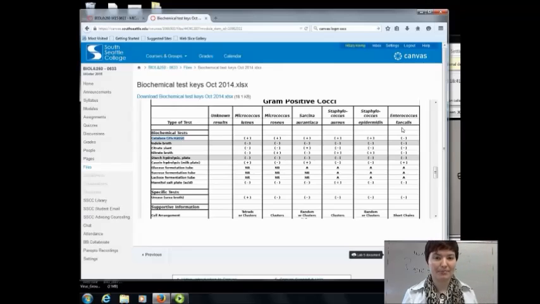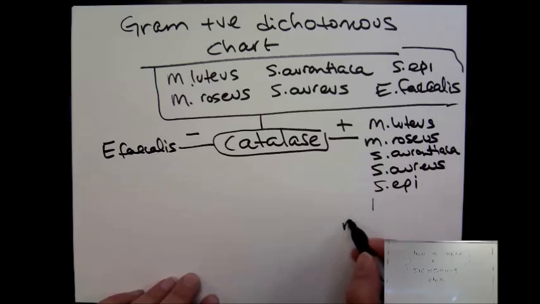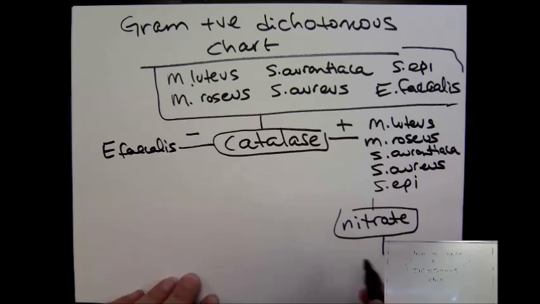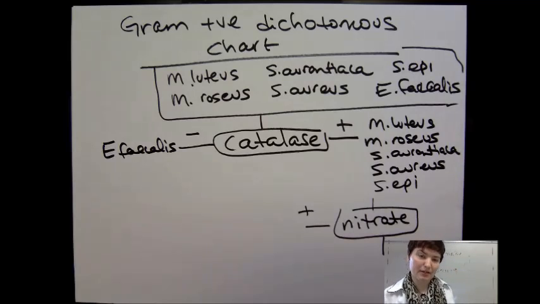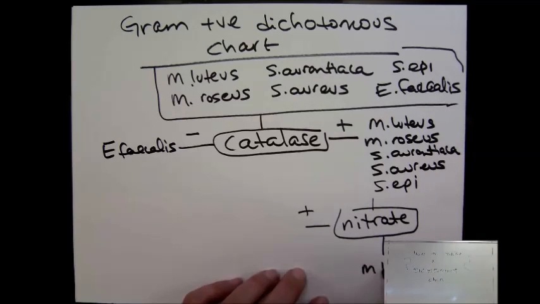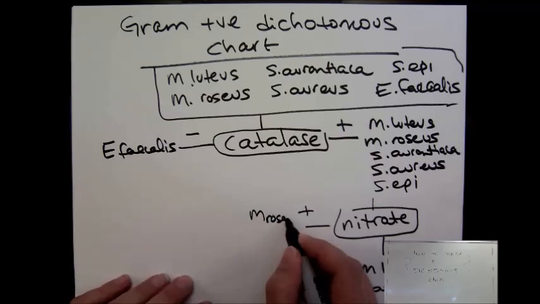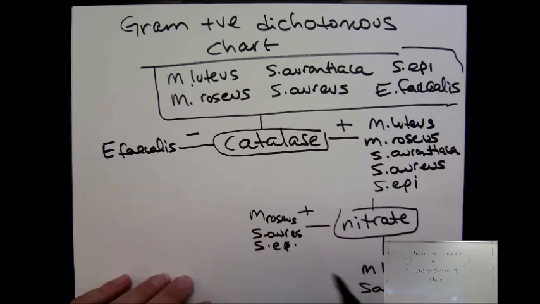Well, there are a lot of options. We don't go back and redo the catalase test. That's not going to tell us anything. But we could, for instance, do maybe a nitrate test. Could be negative, it might be positive. If the nitrate is negative, then it's either M. luteus or S. aurantiaca. If it's nitrate positive, all the rest are in play: M. roseus, Staphylococcus aureus, and Staphylococcus epidermidis.